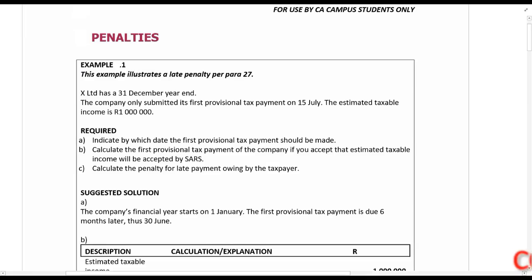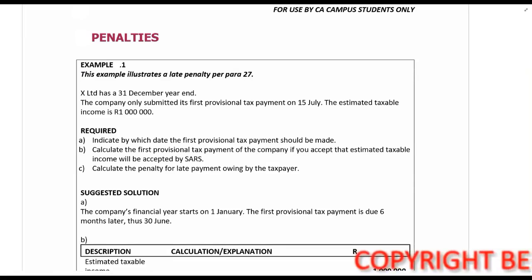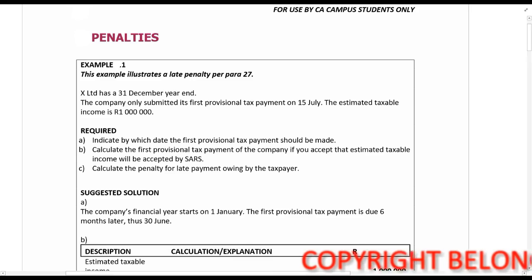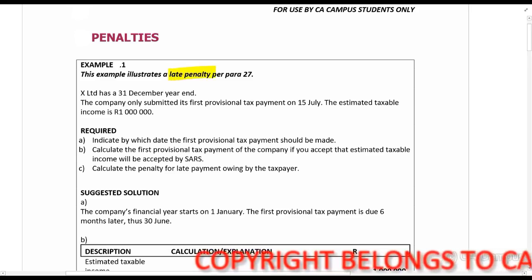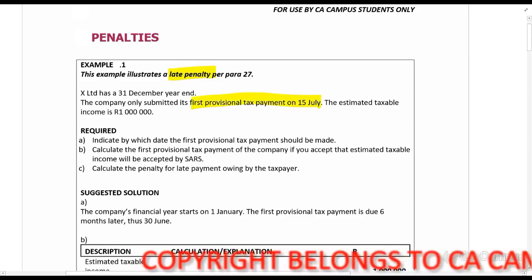In this example, we look at penalties. Now, penalties are not that often asked in exams and tests, but let's look at it. So example 1, this example illustrates a late penalty. Estimated has a 31 December year-end, and it submitted its first provisional tax payment on the 15th of July.